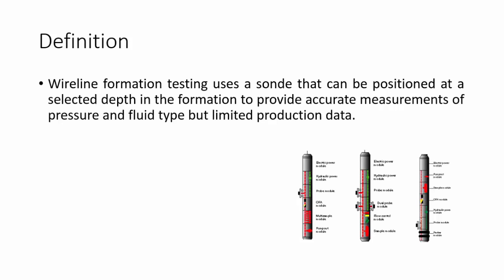What is the definition of wireline formation testing? A wireline formation test uses a sonde that can be positioned at a selected depth in the formation to provide accurate measurements of pressure and fluid type, but with limited production data.